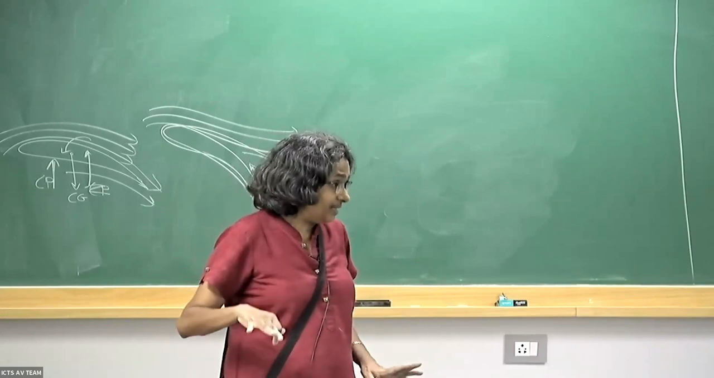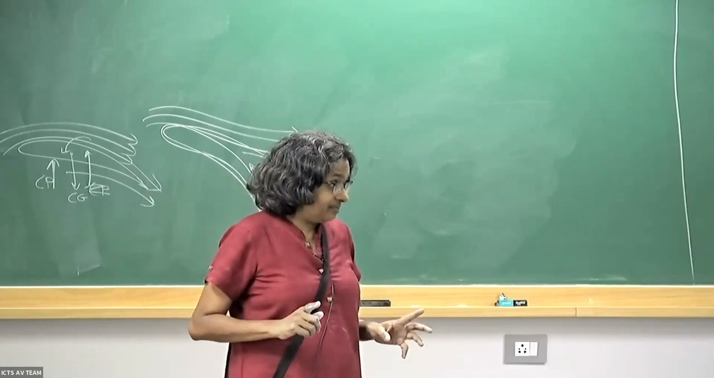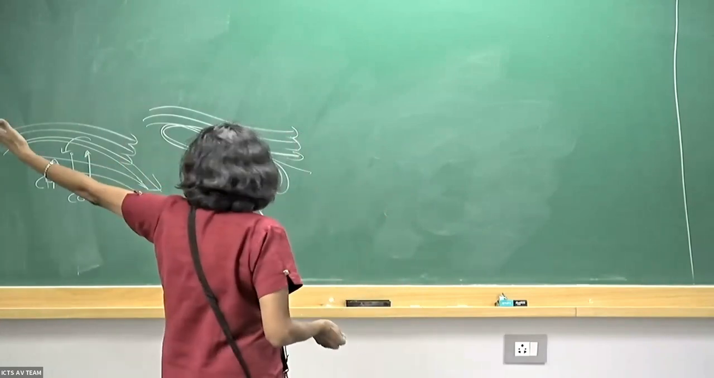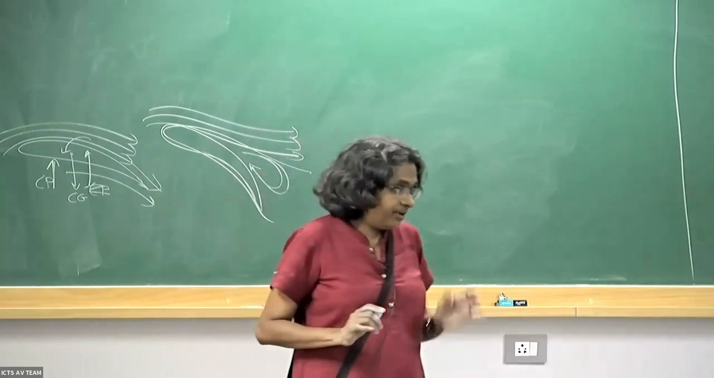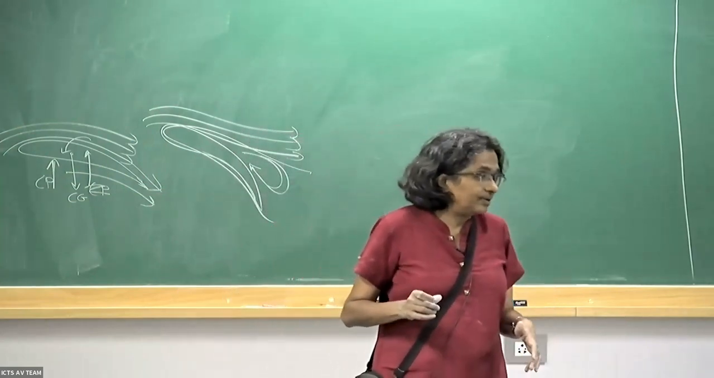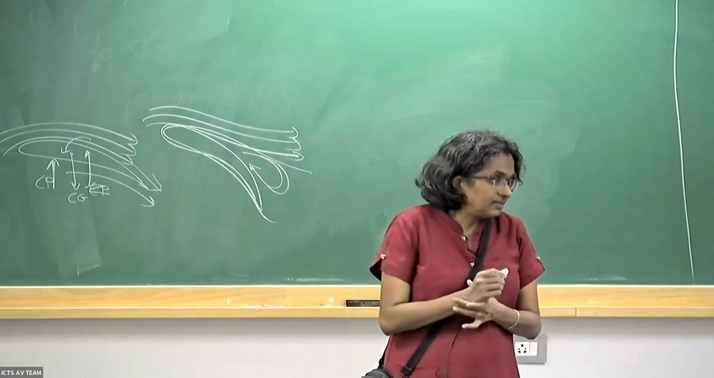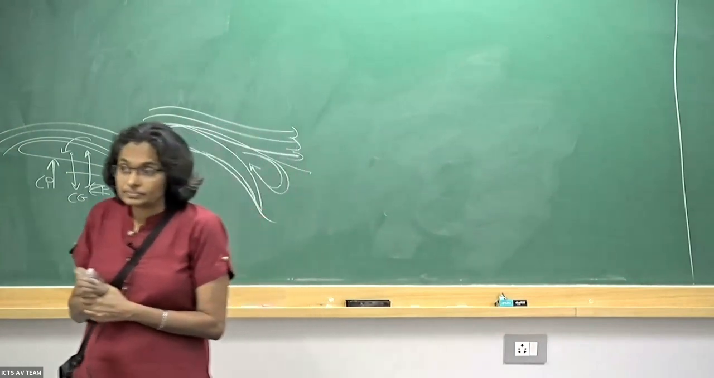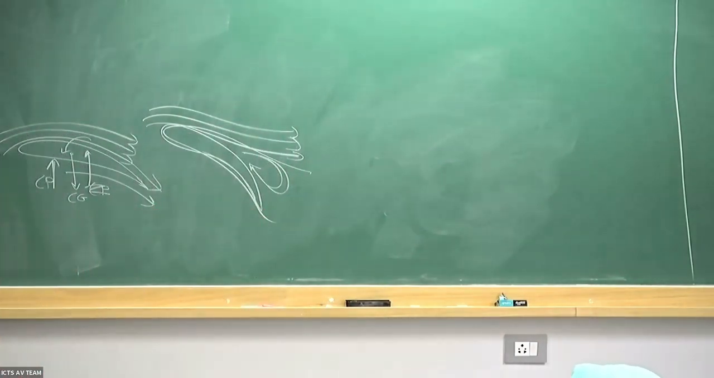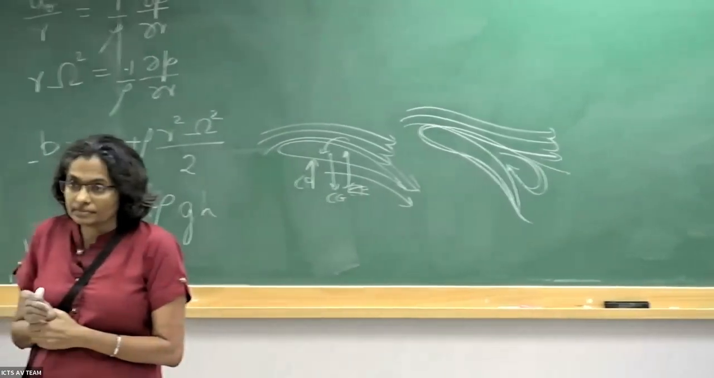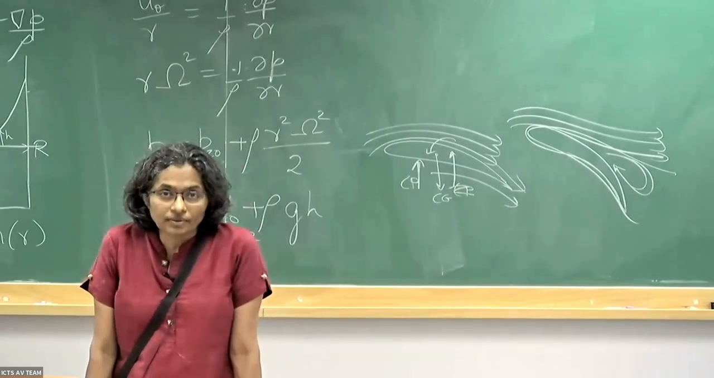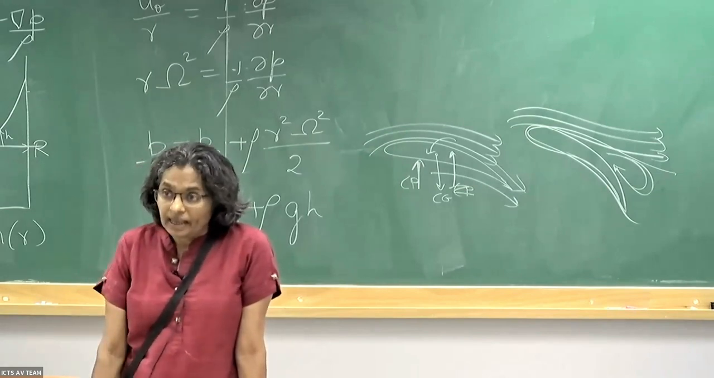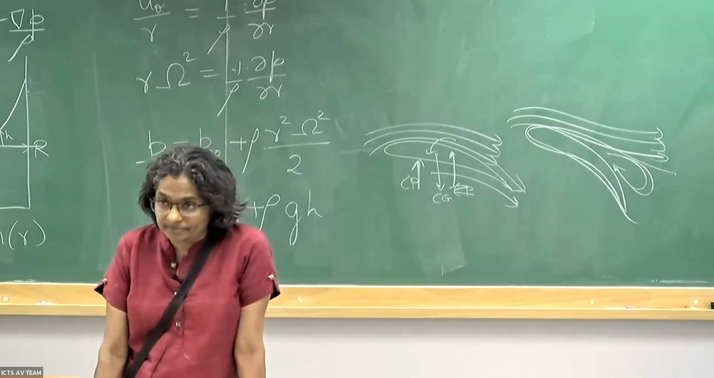Once it's reached the steady state, so long as it's laminar, if it is turbulent, all bets are off. So long as it's laminar, the solution will hold and you can get a parabola. So think of this as a steady state solution, not as the initial, transient solution. Other questions? What determines the thickness of the boundary layer? Okay, so the thickness of the boundary layer depends on the geometry and on the Reynolds number.